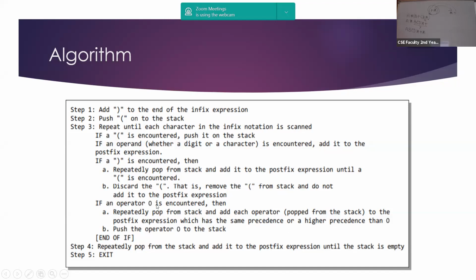If an operator O is encountered, which are the operators? Plus, minus, multiply, all these are operators. So if an operator O is encountered, then case one is to repeatedly pop from the stack and add each operator to the postfix expression which has the same or higher precedence than O. That means if plus is there and another operator of the same precedence comes, that means same priority, suppose plus again comes, then the one on the stack will be popped.